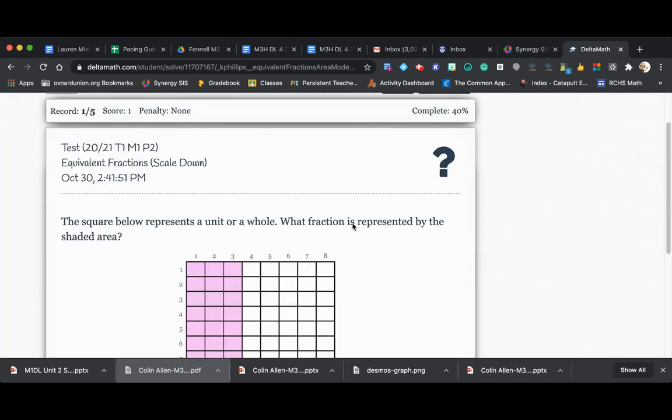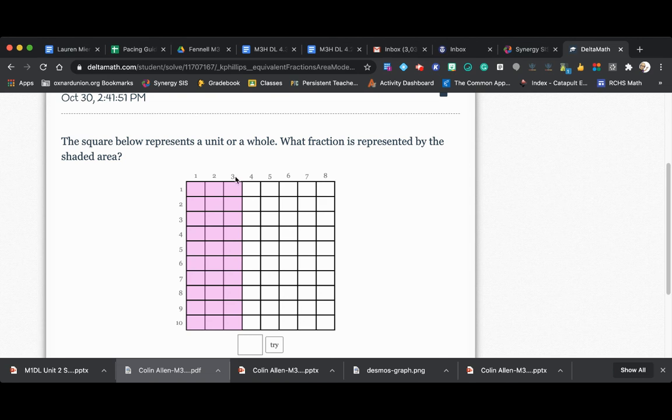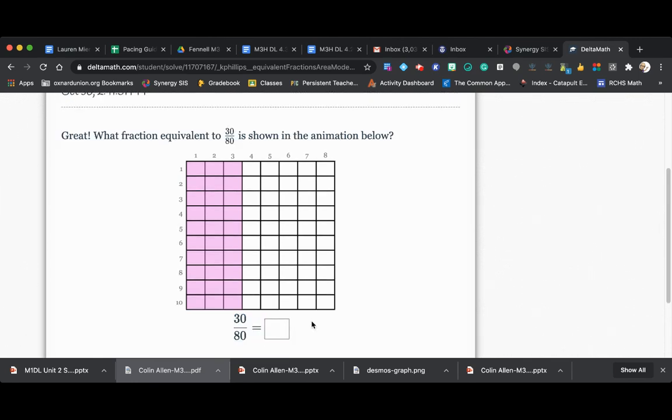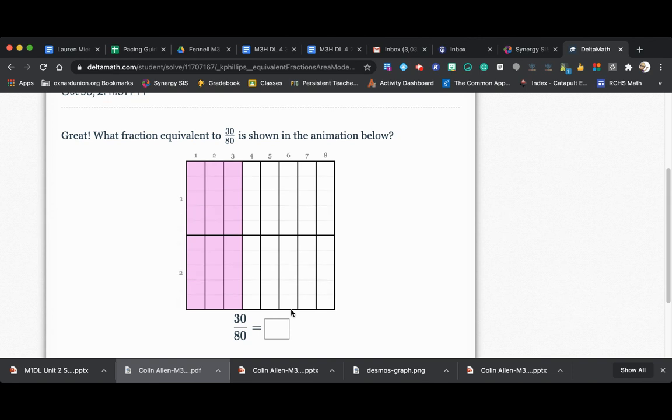Let's do another one of those. Okay, so again, now we have an 8 by 10. So we have 80 total pieces, and we have 3 by 10 of them shaded. So we have 30 out of 80 total. And then they're going to redo it for us.